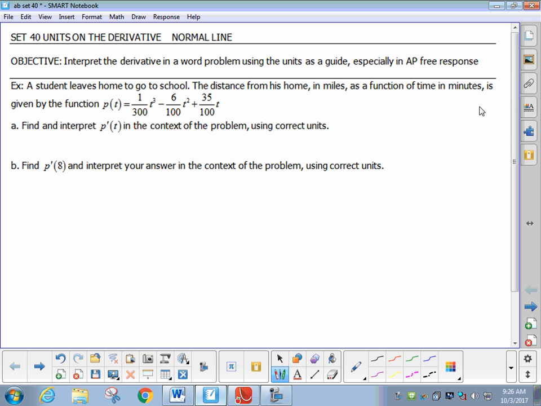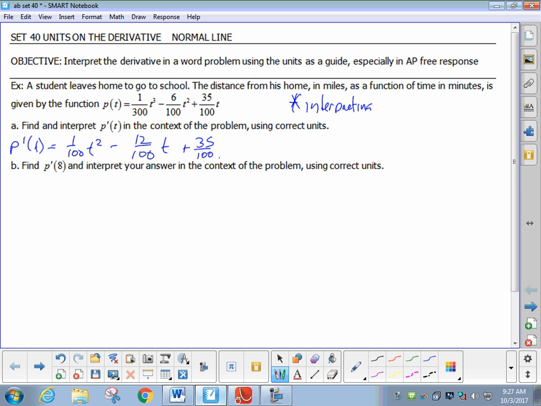Now P prime at t is probably not a calculator problem, it's just a can you take a derivative problem. What is P prime at t, please? 100th t squared minus, don't worry about reducing, minus 1200s t plus 3500s. Are we cool?